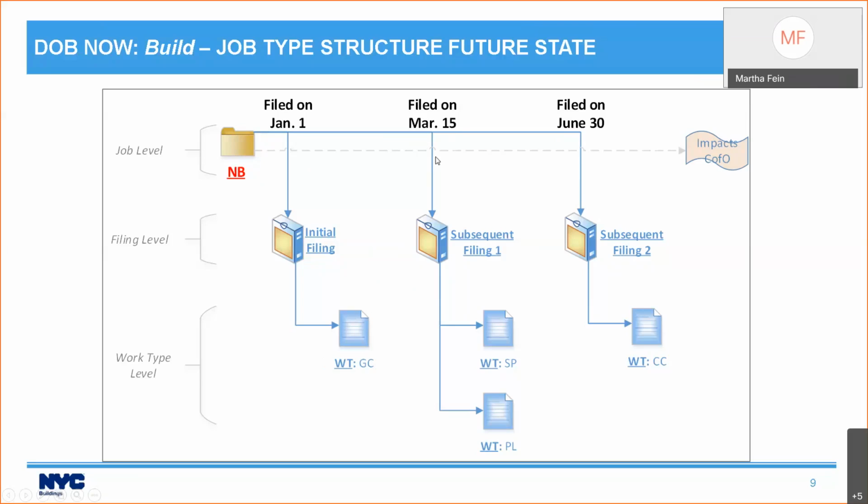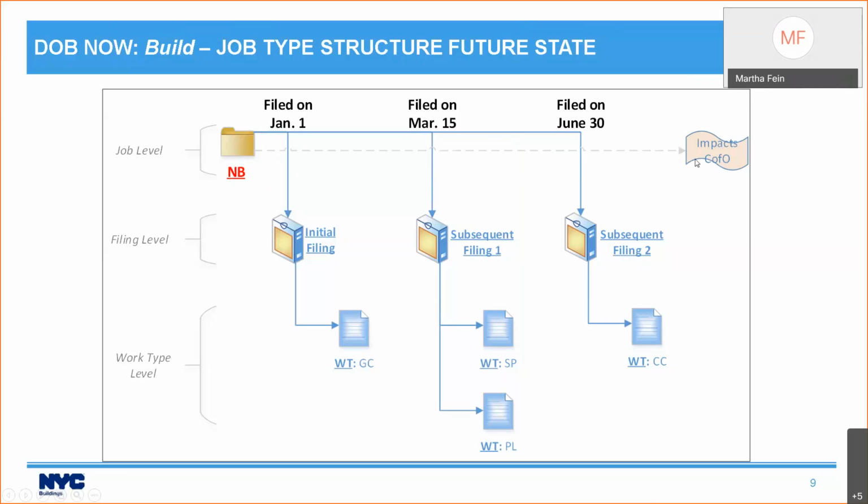Then on March 15th, we file the first subsequent filing, which in this case is sprinkler and plumbing. On June 30th, we file the second subsequent filing, which in this case is curb cut. These are just random dates. You can file a subsequent filing as soon as you have submitted your initial filing. You don't have to wait for it to be approved. But all three of these jobs are going to impact the certificate of occupancy.